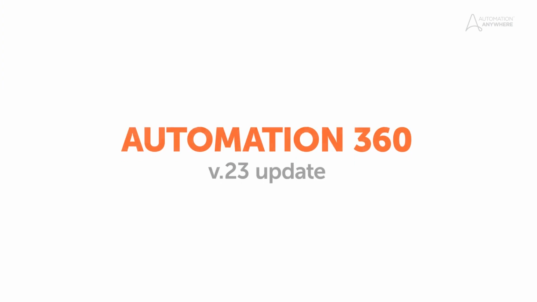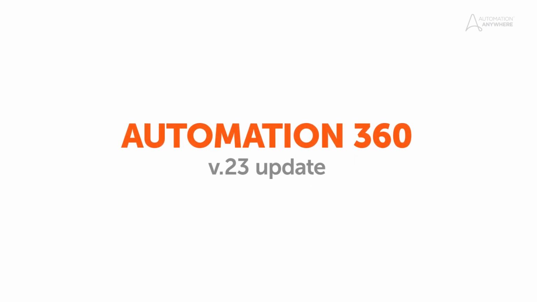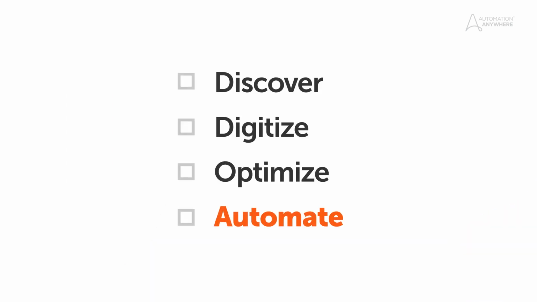I'm excited to introduce the latest release of our intelligent automation platform, Automation 360 V.23. In this release, we have improved each cycle of the automation that will help you discover, digitize, optimize, and automate your processes more efficiently. Let's get started and see what's new in Automation 360 V.23.